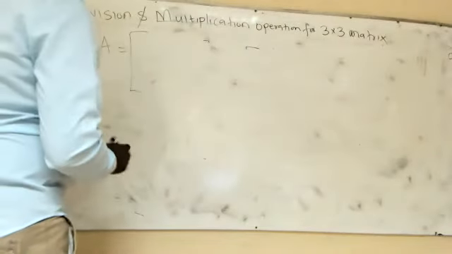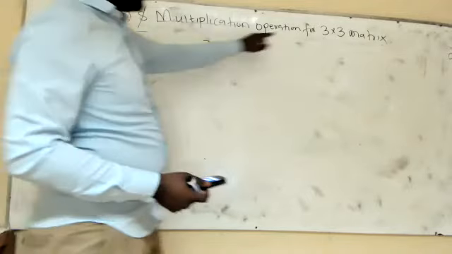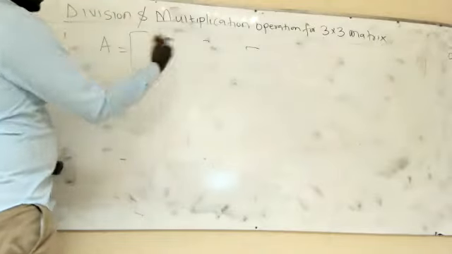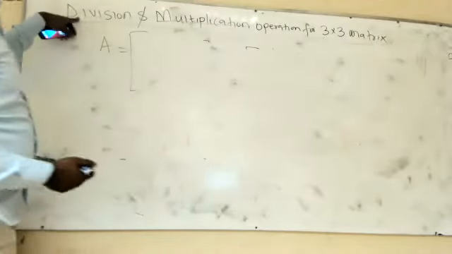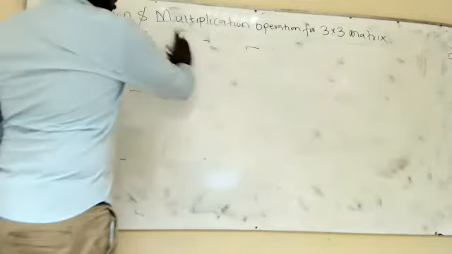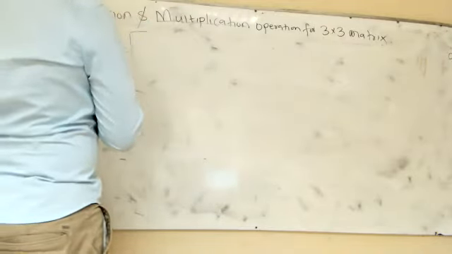So let's pick an example in the multiplication of 3x3 matrices. I know multiplication of 3x3 is similar to multiplication of 2x2. But now let's just pick an example for 3x3 and see what we obtain.